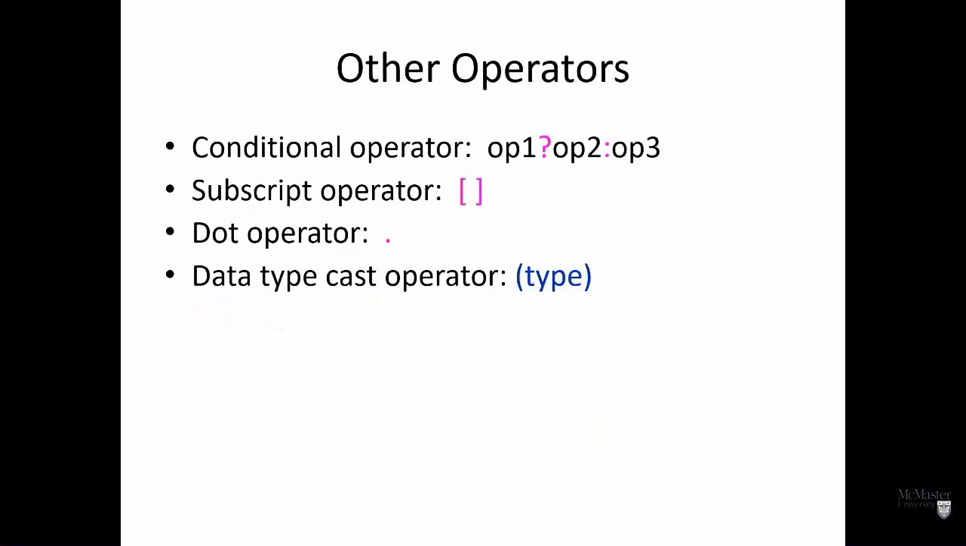Okay. We also have the conditional operator, very similar to C. What you do is you check the value of this expression. If it's true, you execute this one. If it's false, you execute this one. Good?